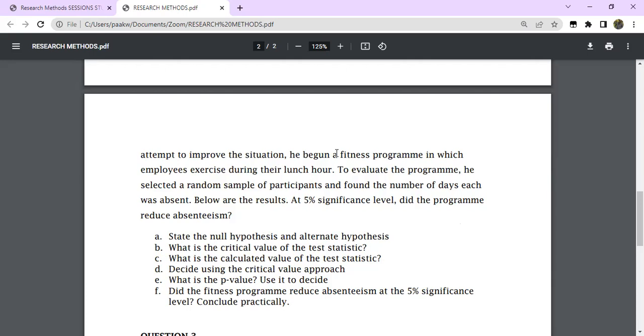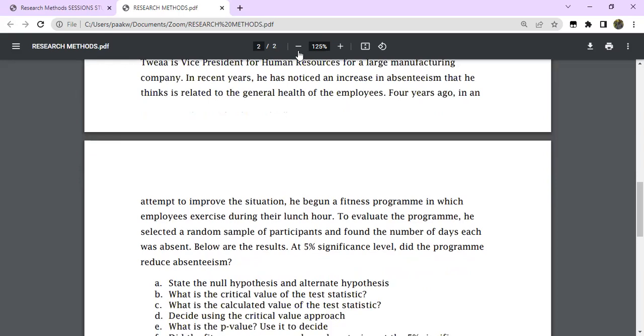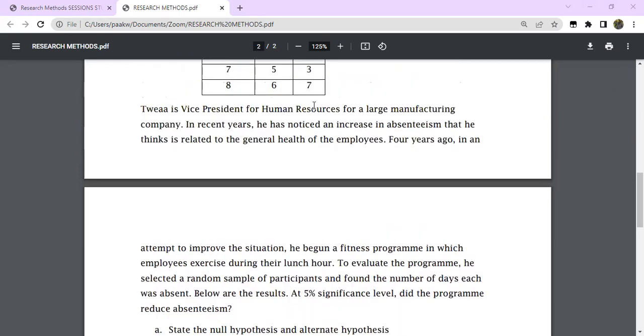The same questions, yes. So state the null hypothesis. For this one, just know your mu before and mu after. That will help you to state your null and alternate, because if you do it straightforwardly, you will suffer. Bear in mind you will suffer. So what is the relationship between our mu before and mu after?